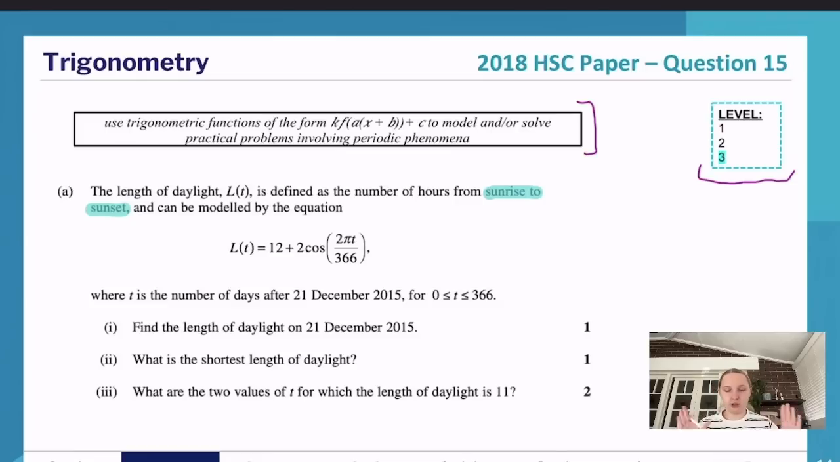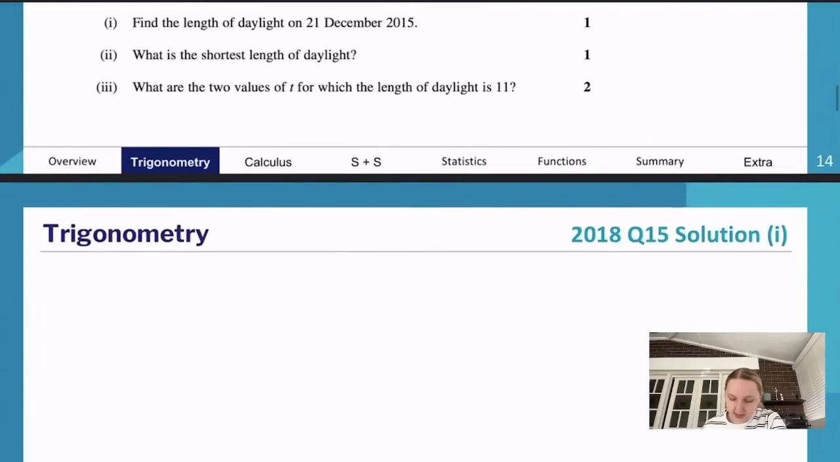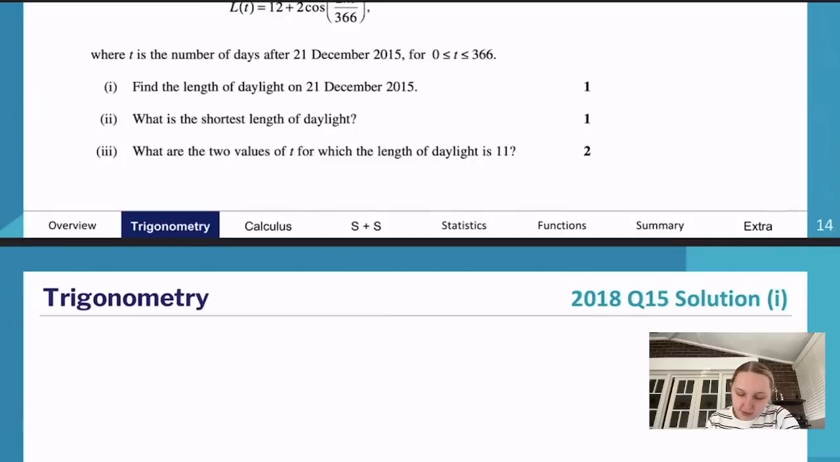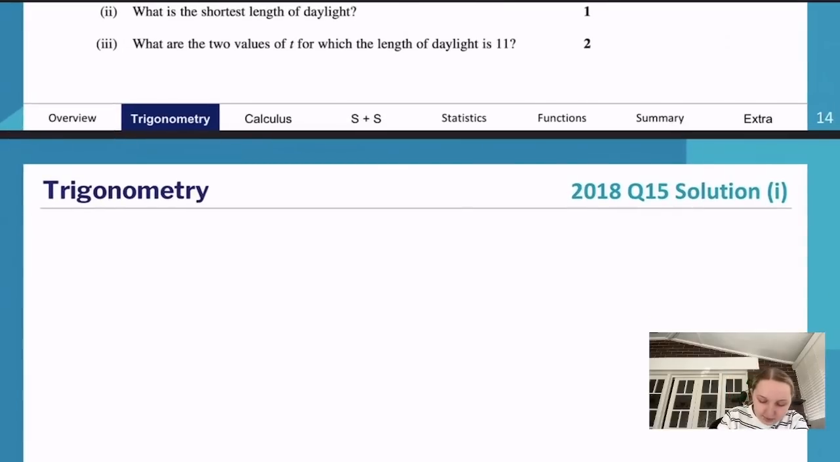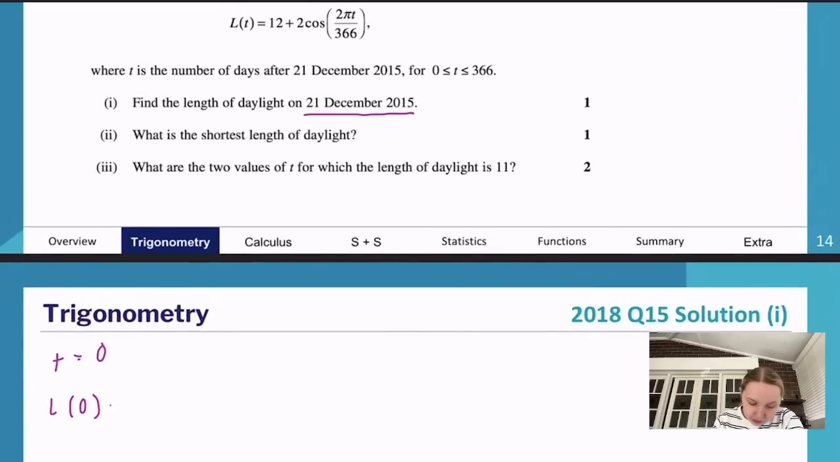Then we've got part i, which is: find the length of daylight on the 21st of December 2015. For right now, we're just going to look at part i. So let's think about finding the length of daylight on the 21st of December 2015. December 21, 2015 is our start date, so at that date, t is equal to 0. So what we're finding is L(0). Then what we want to do is just plug that into our equation.